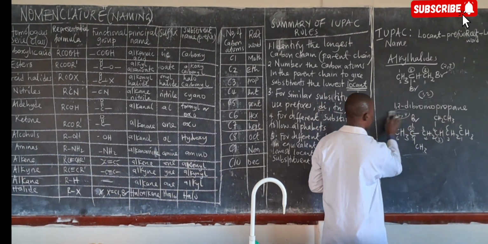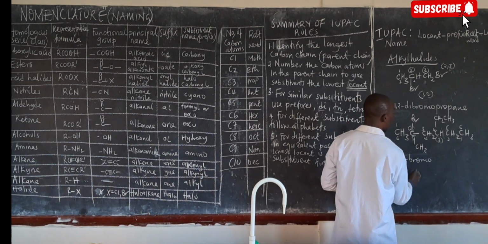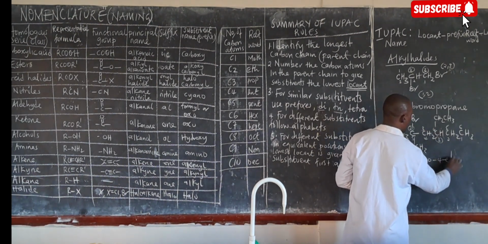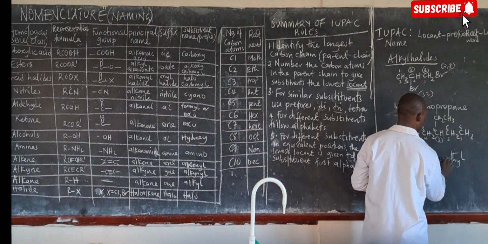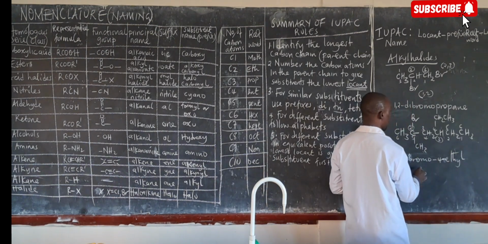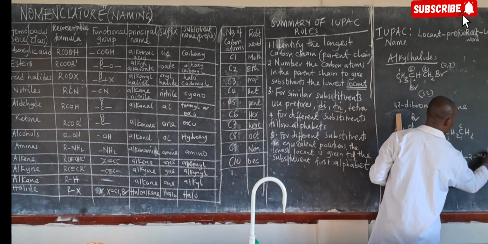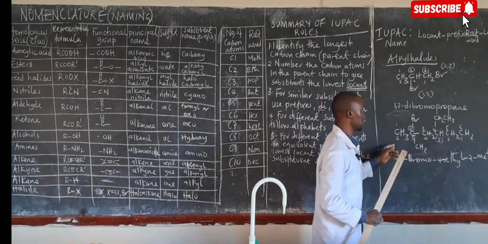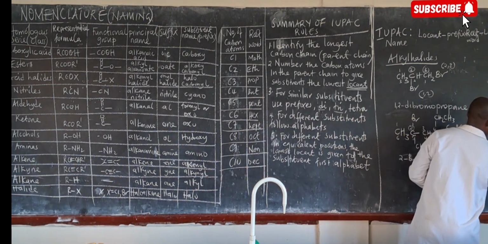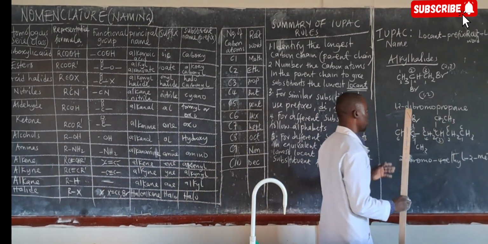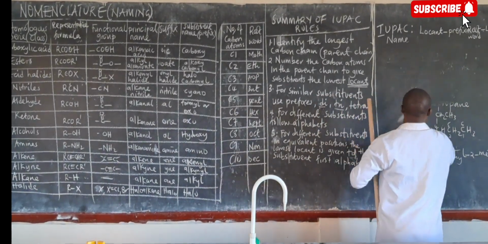So let's try to come up with the name. Bromo is first in alphabet, so 2-bromo. Then ethyl next, 4-ethyl, then 2-methyl. Then our longest chain is a hexane, so it will be hexane. So that's how you name those. You follow alphabetical order for alkyl halides. Let's now check on the alcohols.